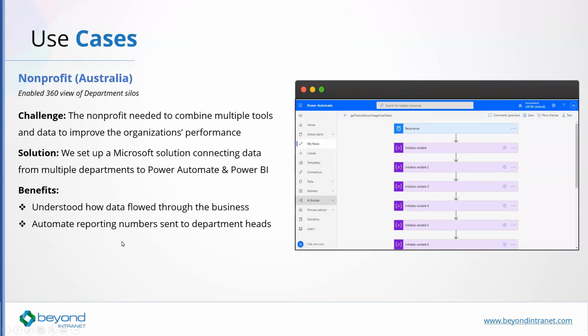The benefit here was that we understood how the data flowed across the organization. And at the same time, we were able to automate the reporting numbers sent to the different department heads. So not only did we get better information, but we were also able to automate the process of sending that to the different department heads. So the people who maybe were creating the silos got the information across the board so they could start working together as a whole, as a cohesive organization.